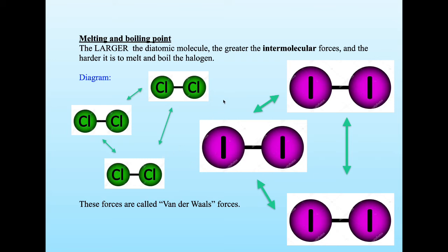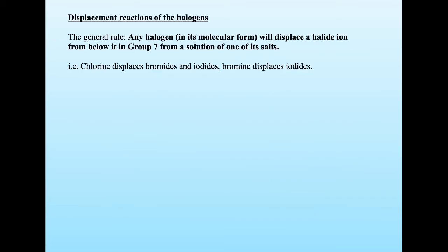So chlorine is a gas at room temperature, because at room temperature there's enough energy to cause these molecules to separate and these bonds are overcome. But iodine is a solid at room temperature. The general name for these intermolecular forces is van der Waals forces.